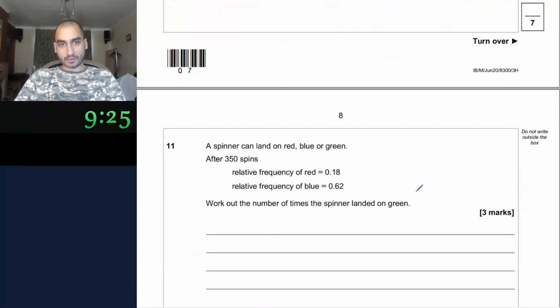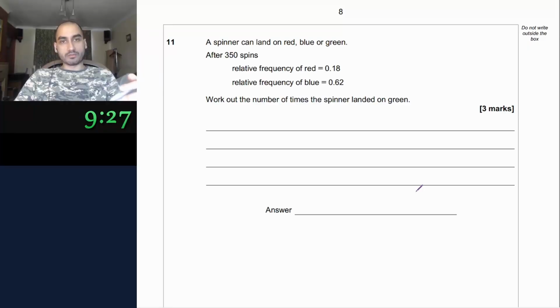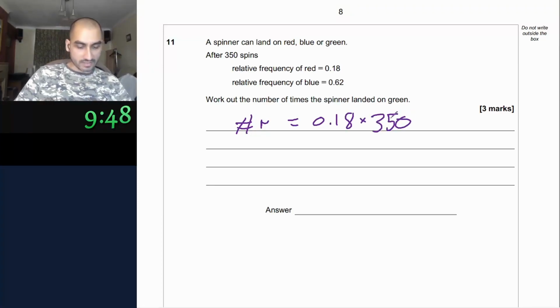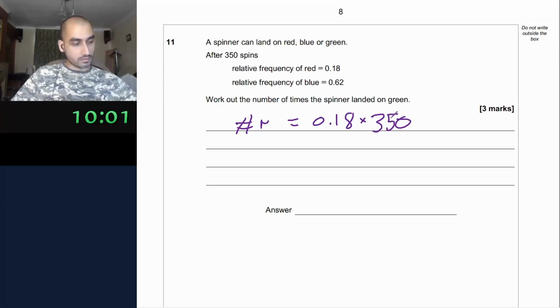Seems fine to me. A spinner can land on red, blue, or green. After 350 spins, relative frequency of red is 0.18. So number red equals 0.18 times 350. Relative frequency just means a percentage, pretty much, or a fraction. 0.18 times 350 equals 63.